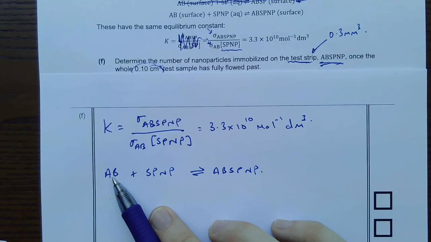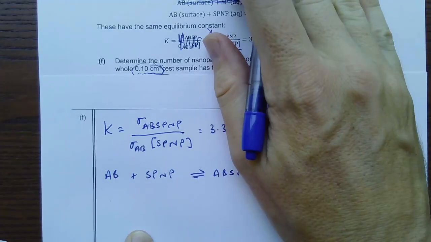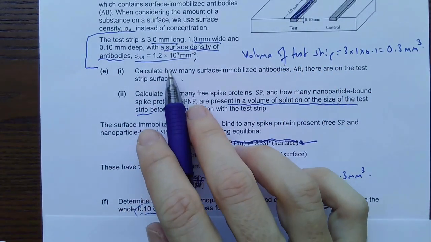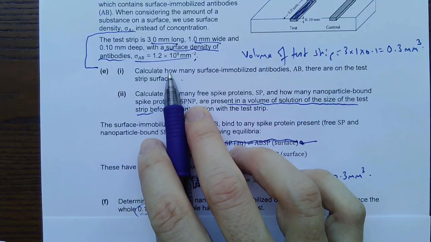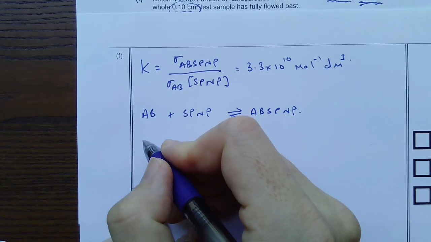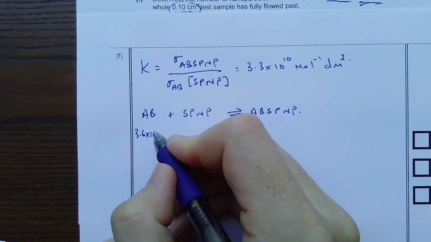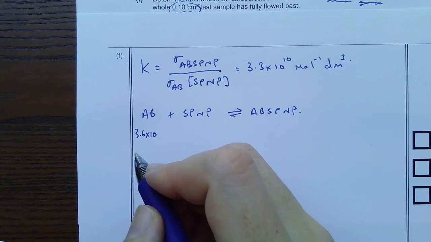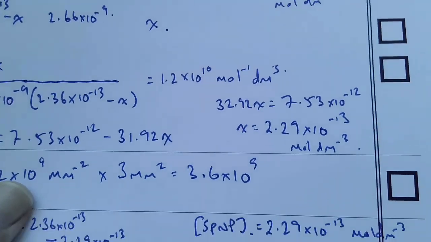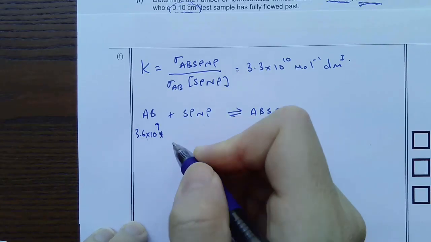So what are the number of particles of AB on the test strip? Now, luckily, we calculated that in E part 1. Okay, so the answer to E part 1 goes here, which is, just reading it off my other piece of paper, 3.6 times 10 to the power of 9. Oops. Fine.